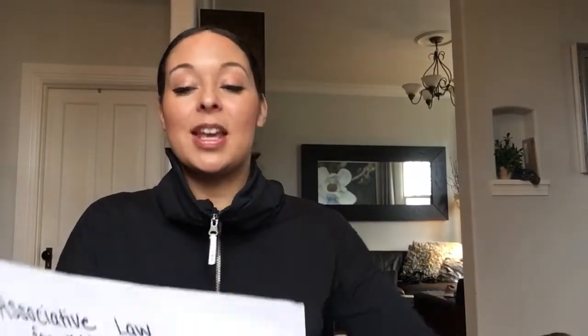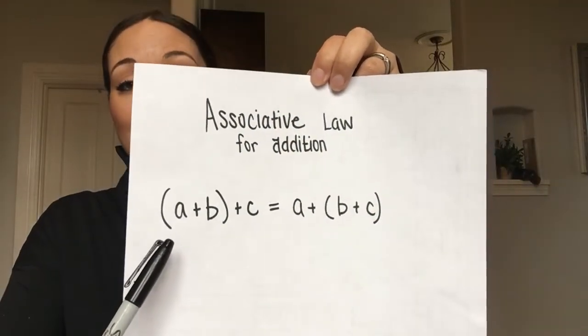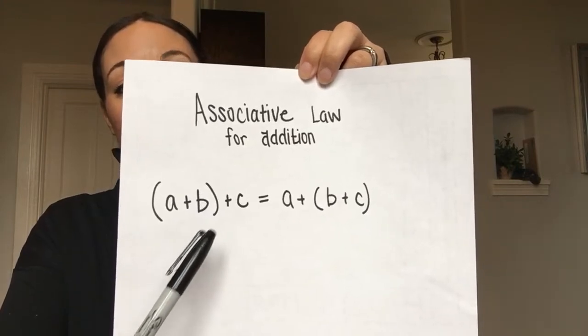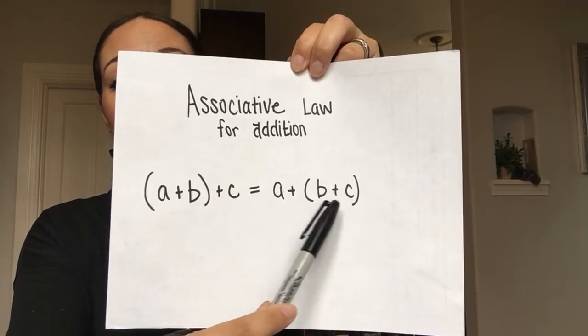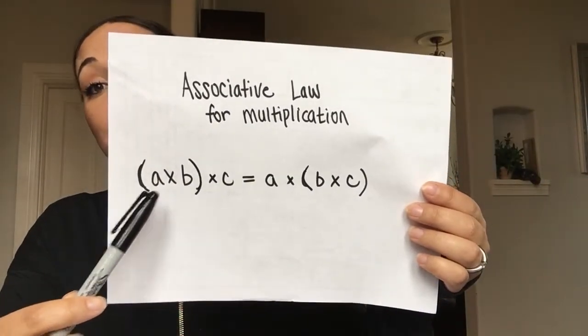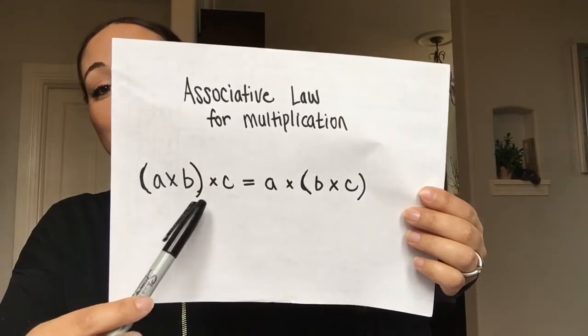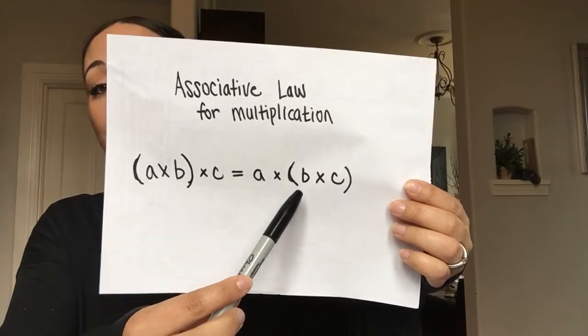Can we do that one more time? Okay, sounds like this. The associative law for addition states, (A plus B) plus C equals A plus (B plus C). And the associative law for multiplication states, (A times B) times C equals A times (B times C).